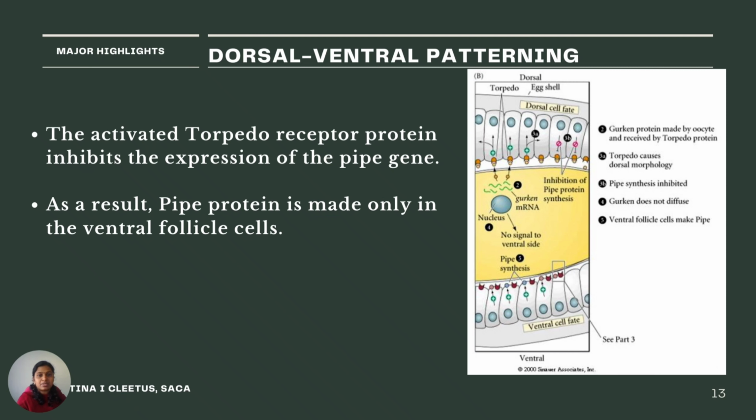And once this torpedo receptor binds to the Gurken protein, it gets activated, and then it inhibits the transcription of another gene called the pipe gene, so that the product of the pipe gene is inhibited only in the dorsal follicular cells, whereas in the ventral follicular cells there is active synthesis of the pipe protein.